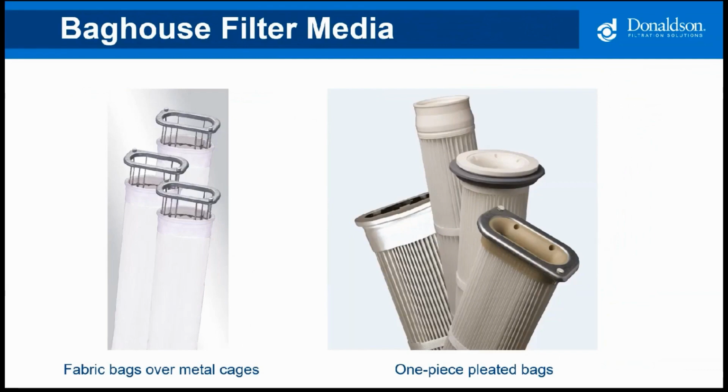Baghouse collectors use bag filters. The two main types are fabric and pleated. Fabric bags are installed over metal cages. During filter changeout, the entire bag and cage are removed from the collector. The used fabric bag is removed from the cage and new bag installed in its place. Then the cage with the new bag is put back into the collector. Many baghouses can have several hundred bags, so the process can be very time-consuming and dirty.